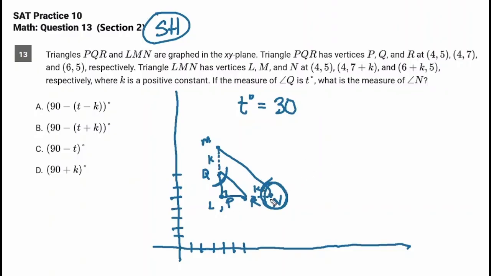Is this angle here the same as anything in the small triangle? It's the same as this guy right here, right? What is this angle right here? Well, this is 90, this is 30, 120, 180 minus 120 is 60. That makes this 60 degrees, and that makes N equal 60 degrees. So when we go down to the answer choices, what are we looking for? We're looking for N, 60.